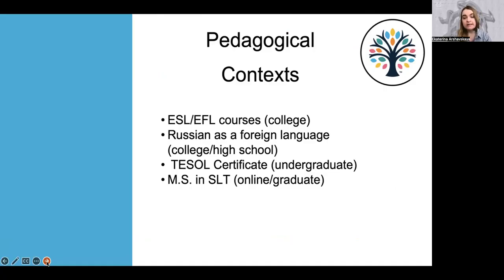So I have worked in English as a second language and English as a foreign language context at the college level. Now I primarily work as a Russian as a foreign language instructor at the college and high school level. I also teach TESOL certificate courses here at USU and Master of Science in Second Language Teaching program.